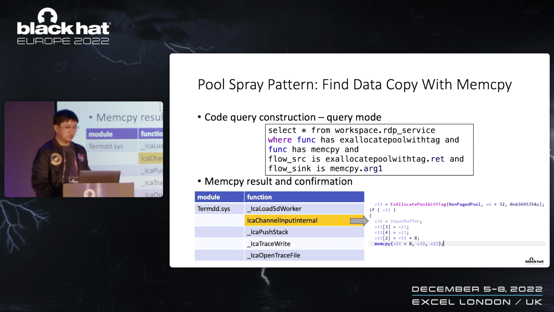With that, we can create a query in query mode to find data copy with memory copy. You can see the query searches for the function containing allocate pool with tag and memory copy, and we do taint tracking. We will find if there's a data flow from the return address of the tagged allocated pool to the destination address of the memory copy, and we found several results in the termdd module, and you can see the ICA channel input internal function is exactly what we want.